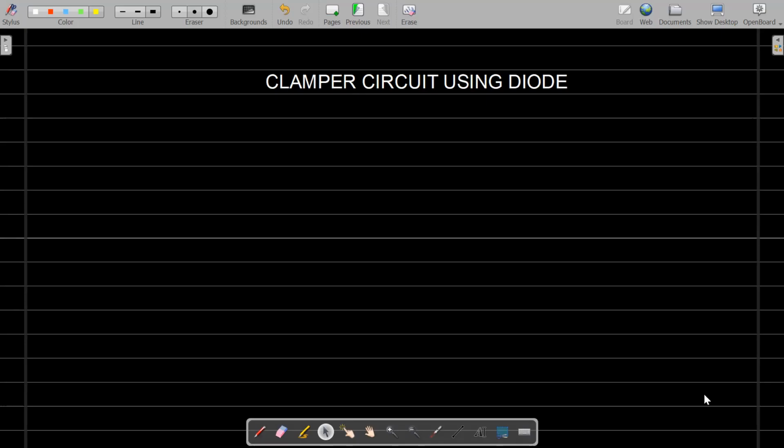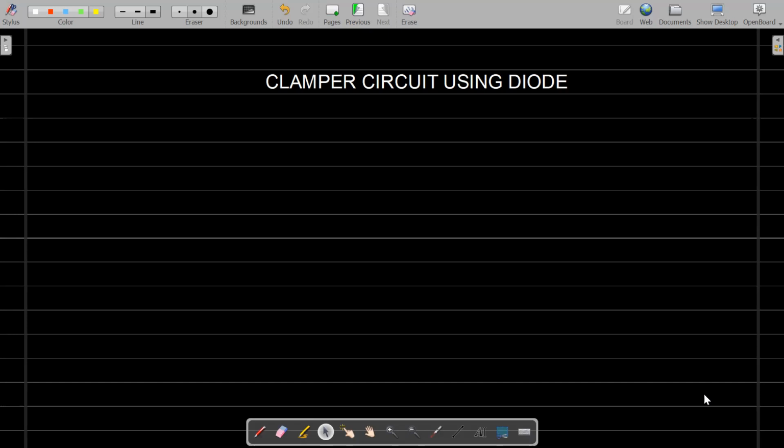Everyone. So in this class, I'm going to discuss the operation of diode clamper circuit. So clamper circuit is basically used to shift the reference level or the DC level of any waveform. In the previous class, we already discussed the clipper circuit, where some portion of any particular waveform is removed. But note that in clamper circuit, there will be no change in the signal waveform.